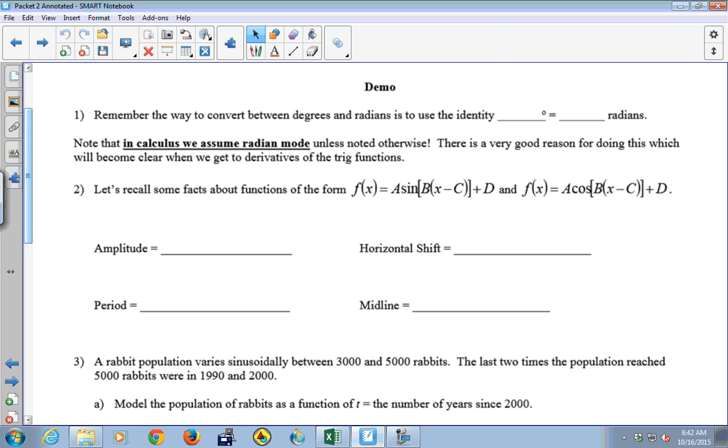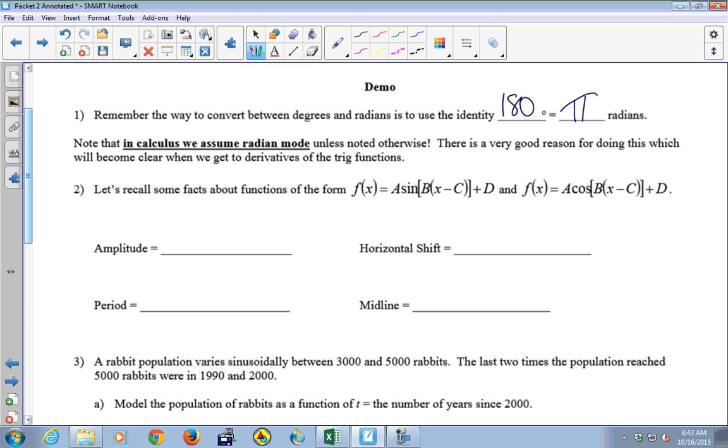Remember there's 2 ways to measure an angle, 2 units. We have degrees and radians. And the way to convert between degrees and radians is to use the identity that 180 degrees is how many radians? Pi. 180 degrees is pi radians.